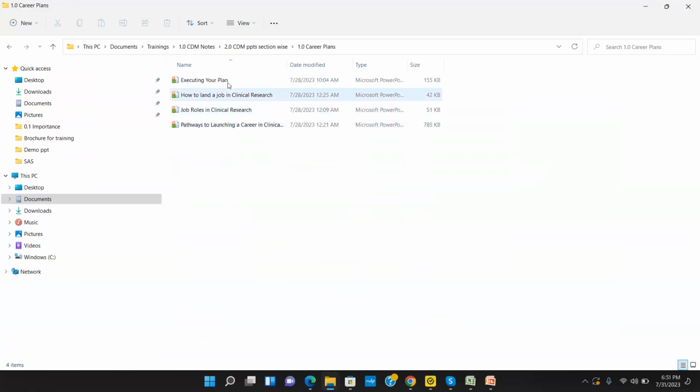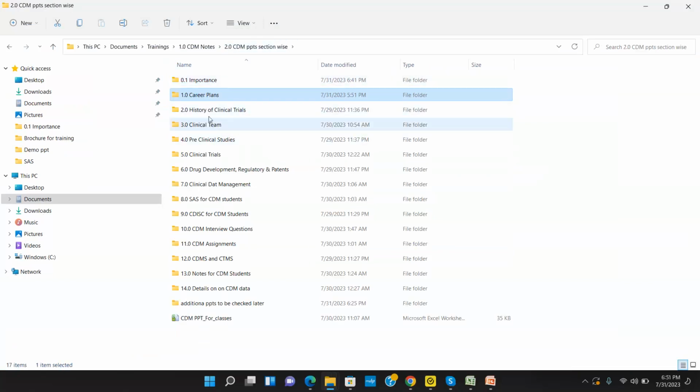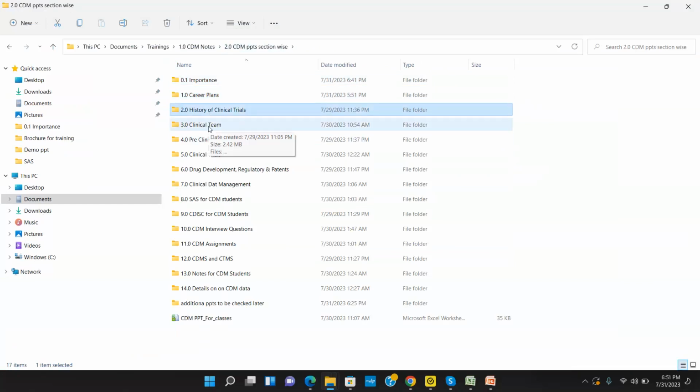I made different slides so that students can understand clearly the objective of each section, like how a particular plan can be executed, how to land a job in clinical research, job roles in clinical research, and what the pathways to launching in clinical research are. Like that, we have different sections. And we are going to discuss the history of the clinical trials, and the clinical team.